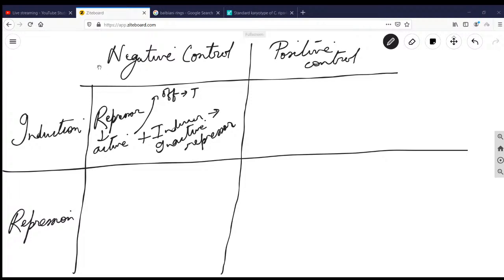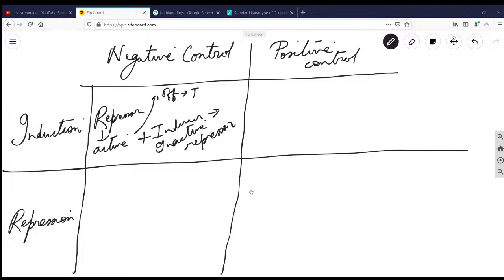So which option will be correct here? Option A: usually not expressed unless a signal turns them on. The signal is the inducer here. That is known as an inducible operon. You need someone to induce it, otherwise it will never be induced. Now explore the other things also. That is why the lac operon is a negative inducible operon. Now how will you have a positive inducible approach?